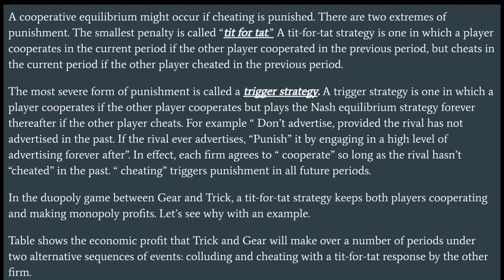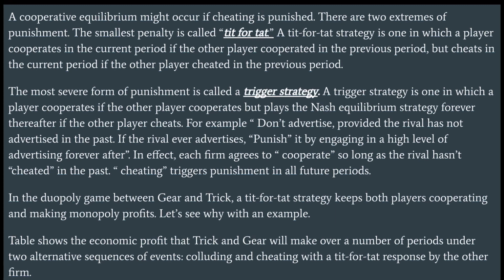There are two extremes of punishment. The smallest penalty is tit for tat. A tit for tat strategy is one in which a player cooperates in the current period if the other player cooperated in the previous period, but cheats in the current period if the other player cheated in the previous period.